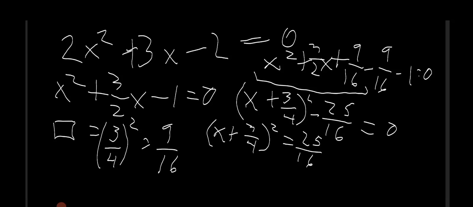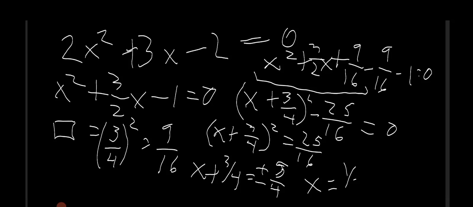And so then I have x plus 3/4 equals plus or minus the square root of 25 is 5, and the square root of 16 is 4. So x will end up being simply this number plus or minus 4 plus negative 3/4, which ends up as 1/2 and negative 2.